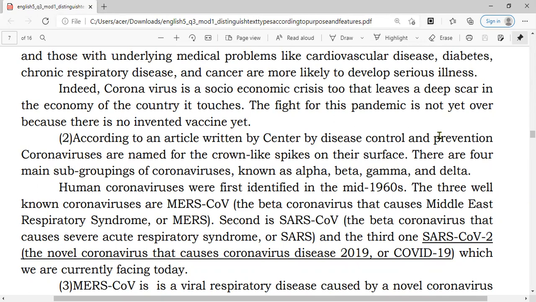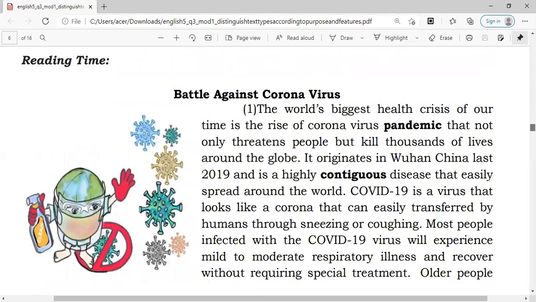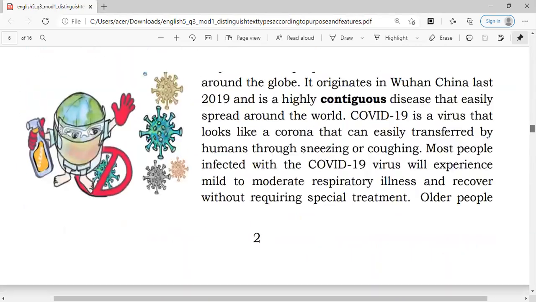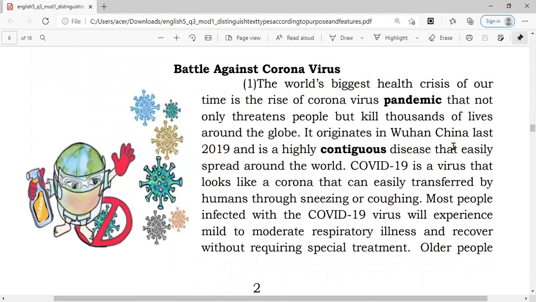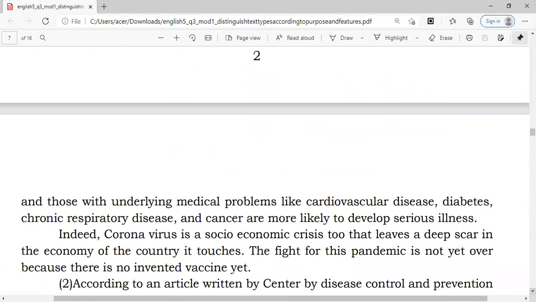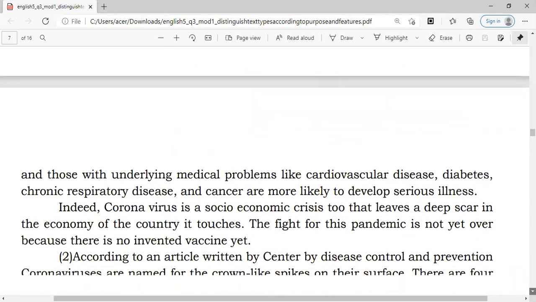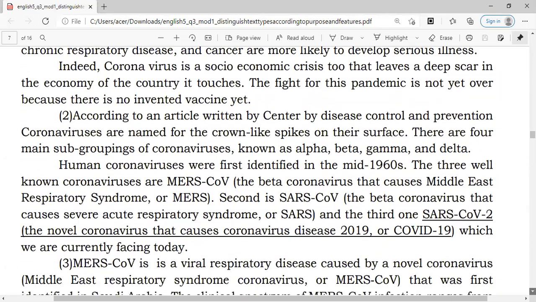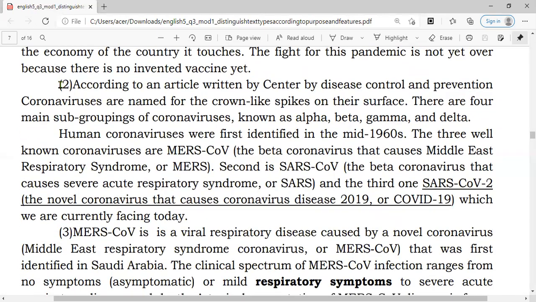So for paragraph number 2, what have you observed first in paragraph 1? Okay. So here, what is coronavirus? Where did it come from? Who will likely be infected with the disease? What are the symptoms? Okay, so COVID-19 here is clearly elaborated or explained. So let's have number 2 here.